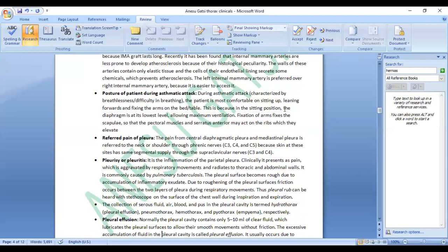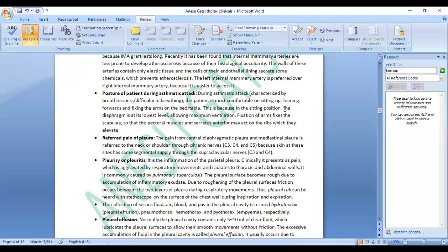So when you have the collection of serous fluid in this cavity, it is known as a hydrothorax. When it is air, it is referred to as a pneumothorax, and when it is blood, it is referred to as a hemothorax, more commonly caused by hemorrhage or cutting through major blood vessels within the thorax. And then when you have accumulation of pus, it's referred to as a pyothorax or an empyema.